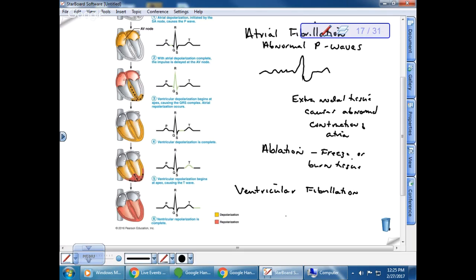Right? So this looks like this, right? It's just crazy, right? And so there is no normal relaxation and contraction of the ventricles, and so this can lead to death, right? And so how do you treat ventricular fibrillation? You shock them. So you use what is called a defibrillator. So you use the paddles, right? And you put them on the body and you shock the person.